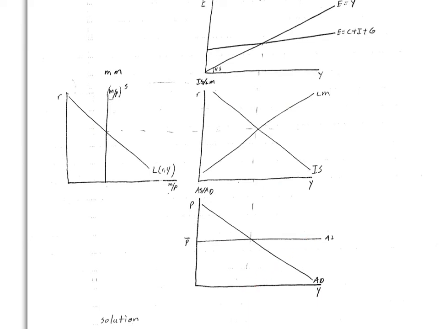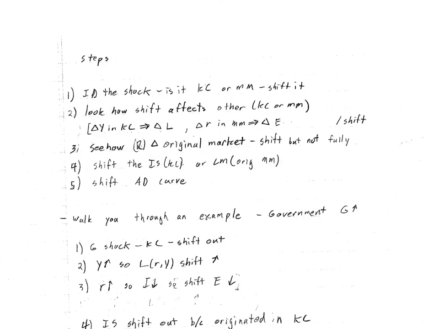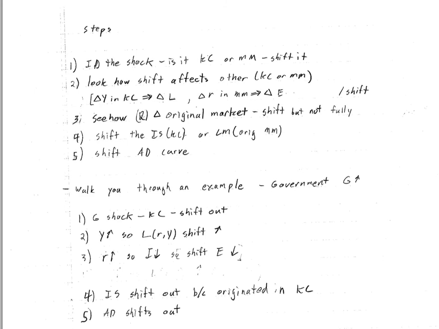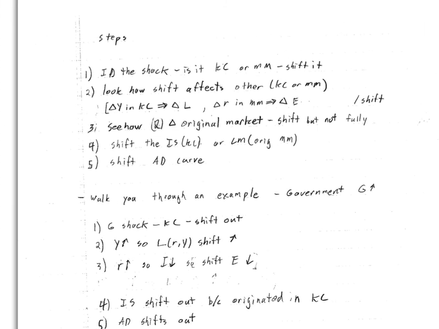So what are the steps that you go through? These are your steps. You have to identify the shock and decide whether it originates in the Keynesian cross or the money market. If it originates in the Keynesian cross, then you're going to change the Keynesian cross and you're going to be shifting the IS curve. But before you shift the IS curve, go back and look in the money market and see how the money market has been affected by the change in the Keynesian cross, because that's going to be your movement along the LM curve.